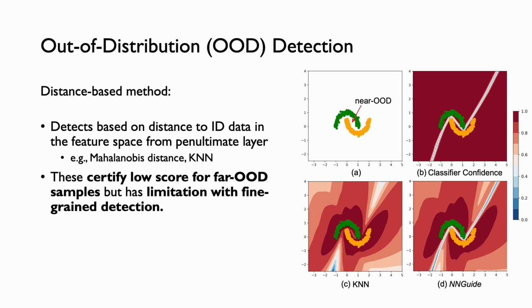On the other hand, distance-based methods detect based on distance to ID data in the feature space from the penultimate layer. These certify a low score for far OOD samples, but have limitations with fine-grained detection, as you can see in Figure C.